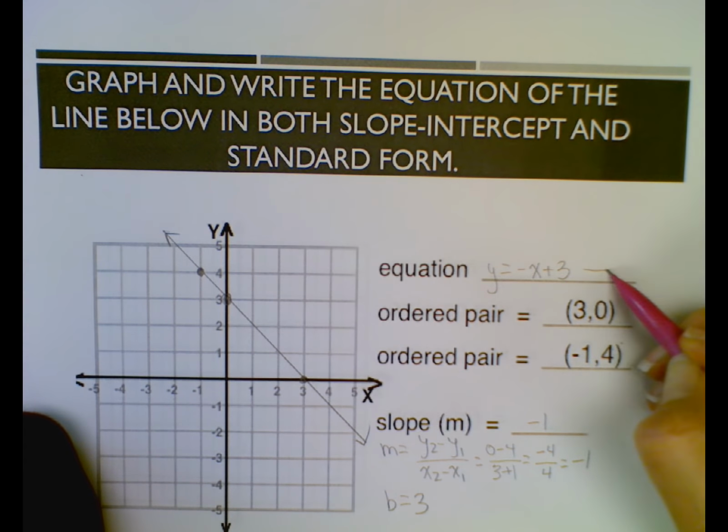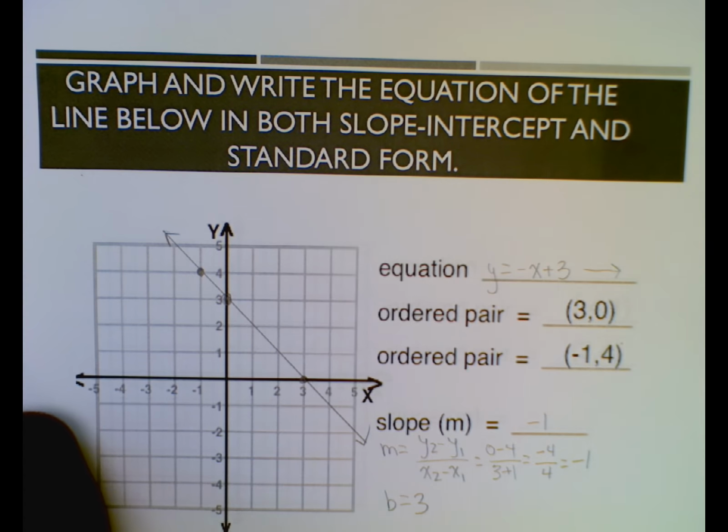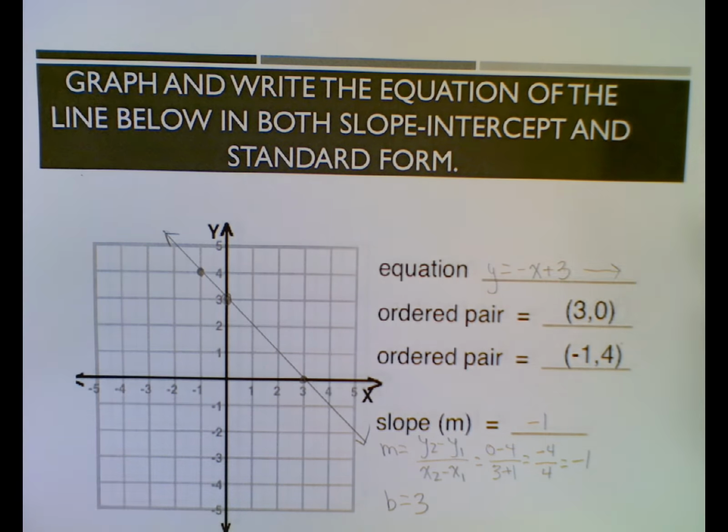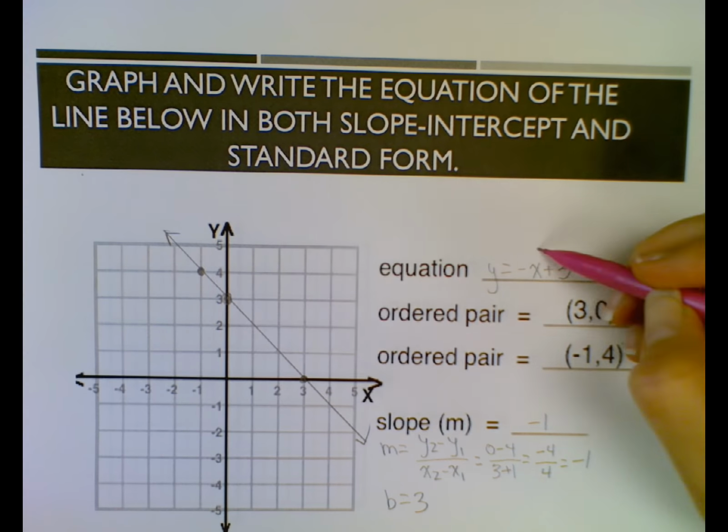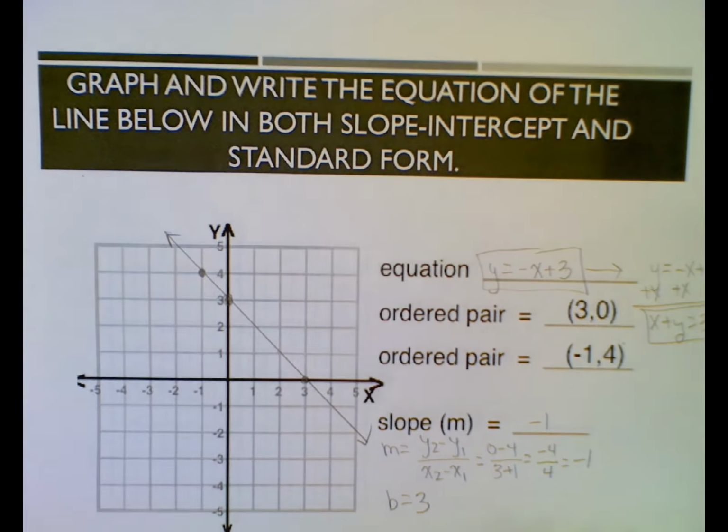And from here, I can easily get to standard form. This is my slope-intercept because I have slope and intercept here. So if I take that and manipulate that for standard form, I just need to add x to both sides. So I get x plus y equals 3. And that would be standard, and that would be slope-intercept.